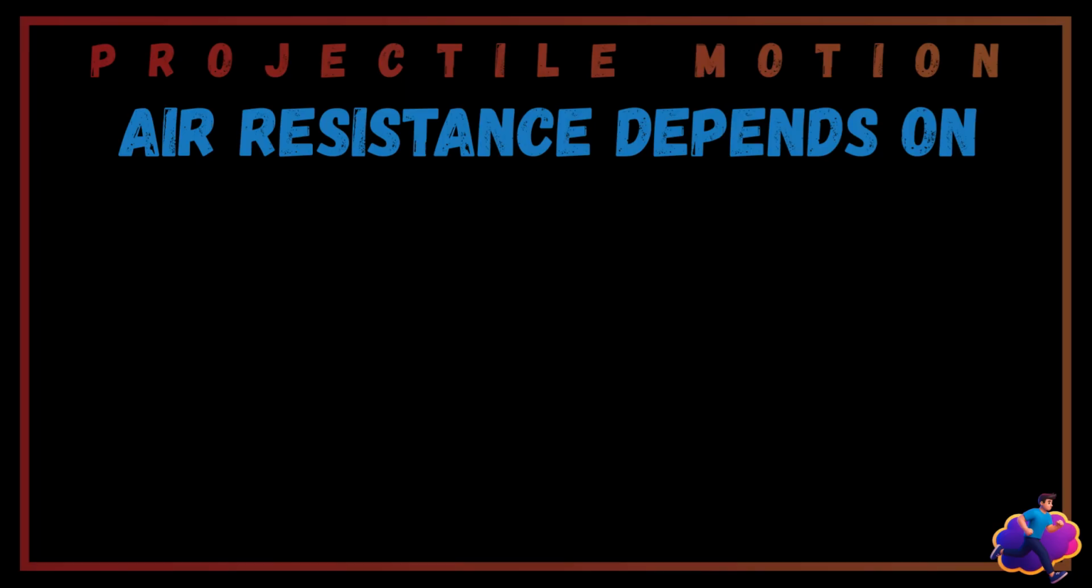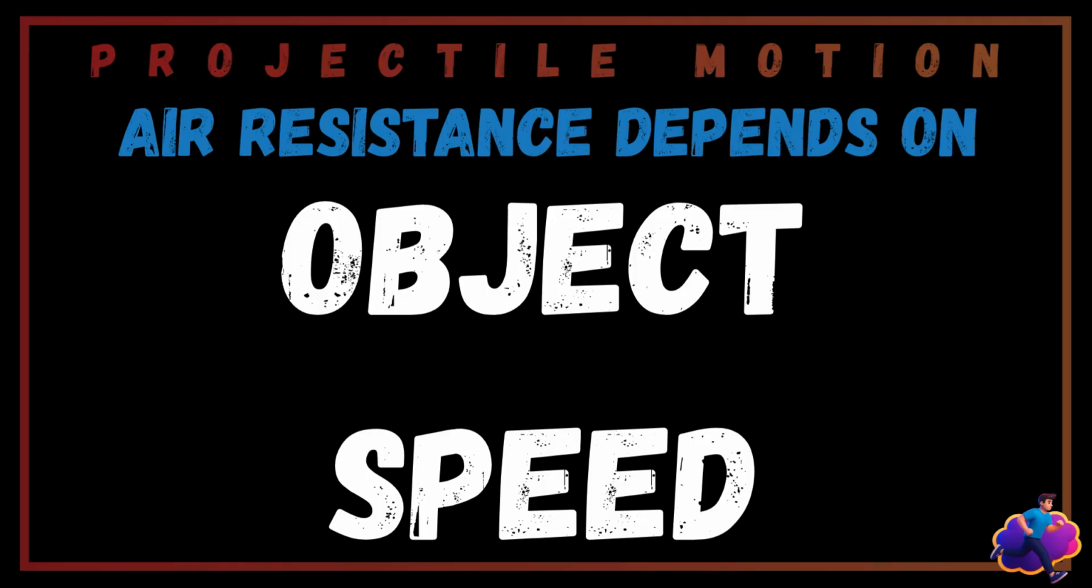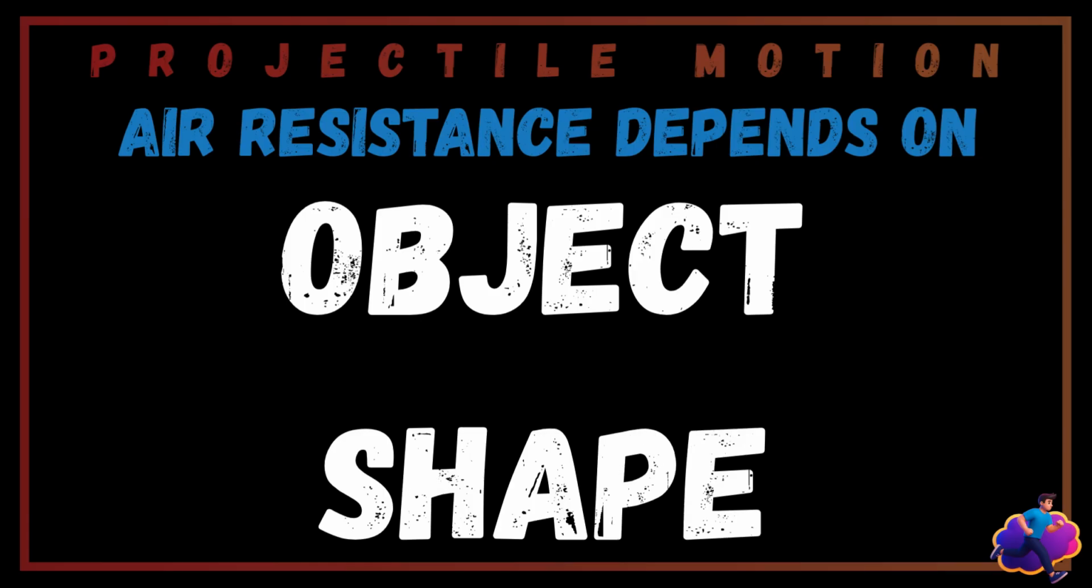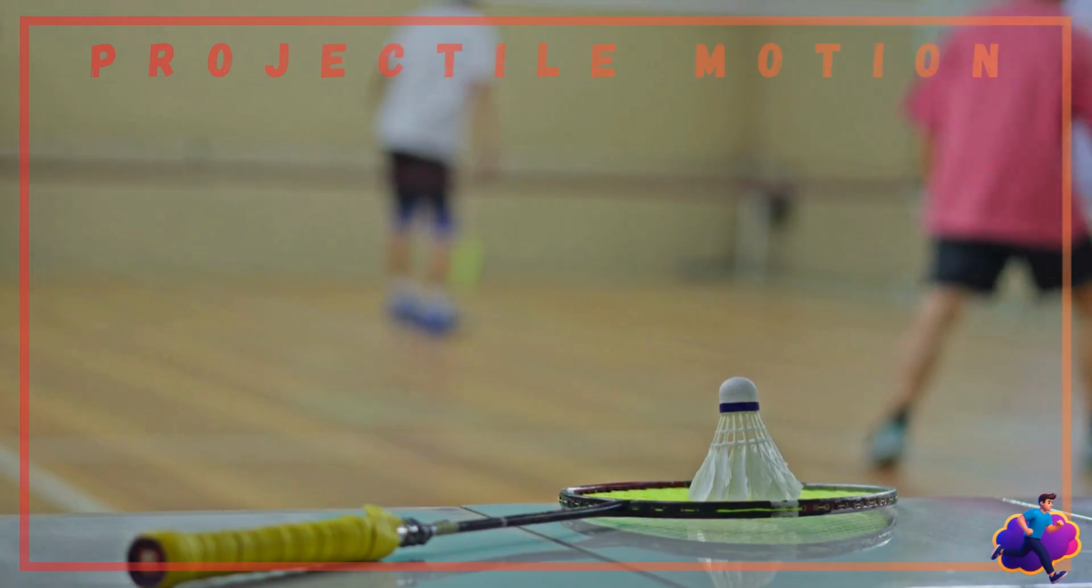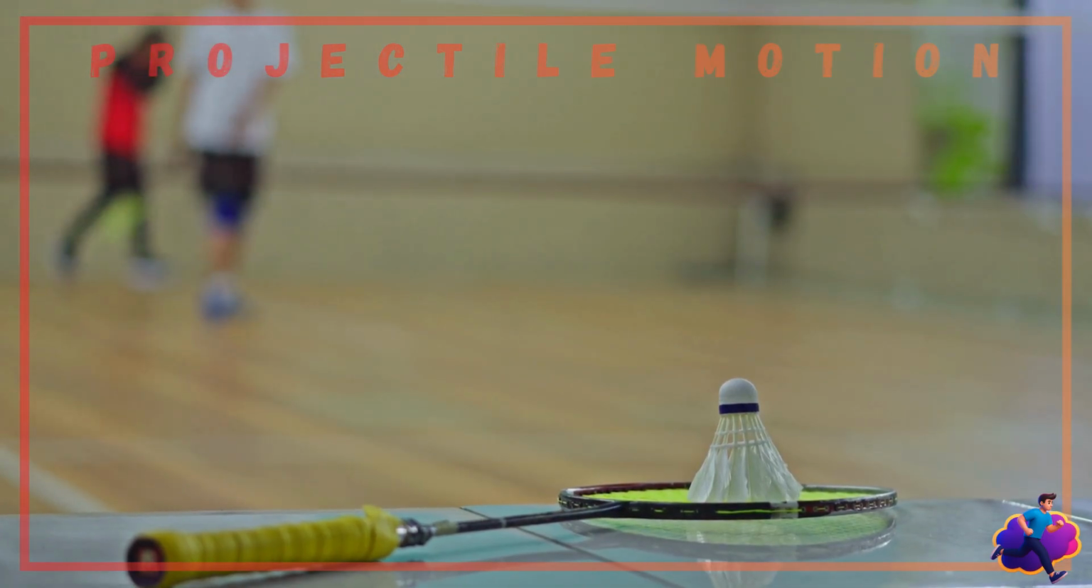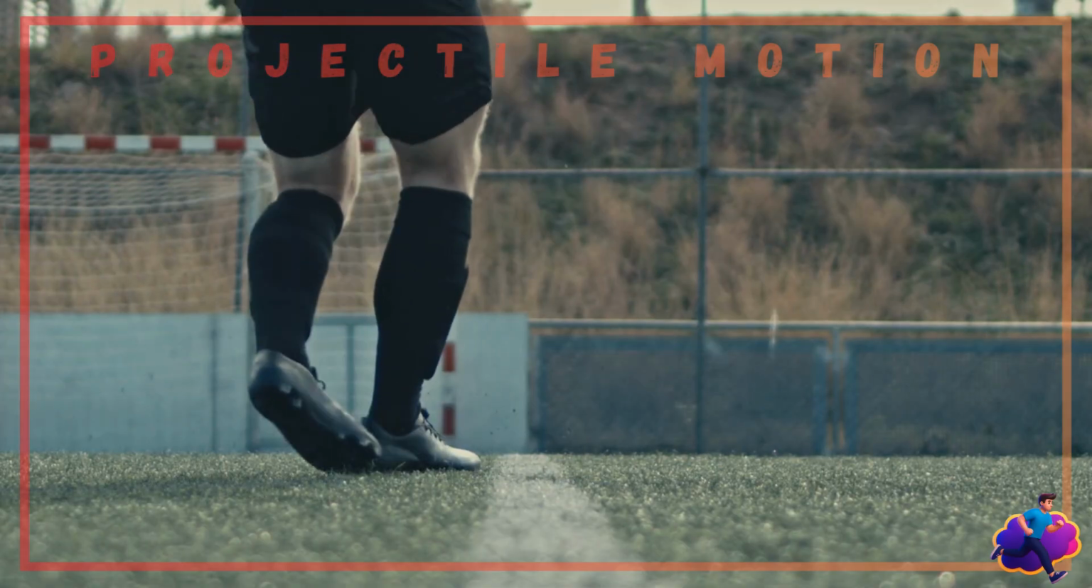The effect of air resistance depends on the speed of the object, the shape of the object, and the object's surface area. This is why a shuttlecock in badminton slows down much more quickly than a football.